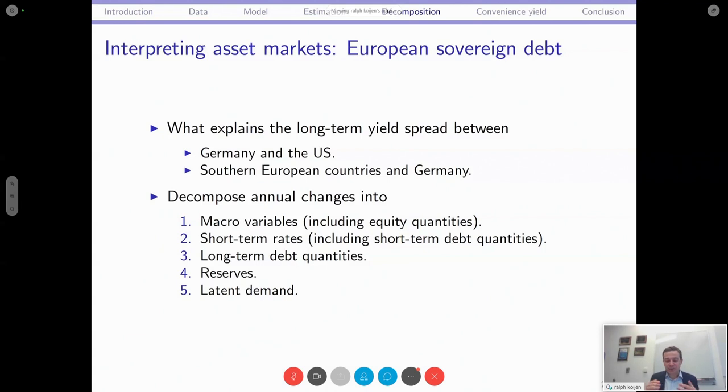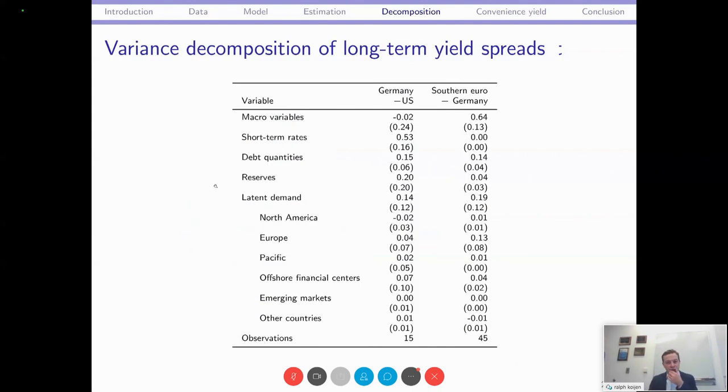So we're going to do exactly the same decomposition. We're going to move one of these variables at a time, and we're going to ask what can explain these yield dynamics. So let's first look at the difference between German yields and US yields. And the thing that jumps out at you is that the policy variables are incredibly important. So 88% of the variation is driven by these policy variables. So 53% by short rates, 15% in terms of debt quantities.